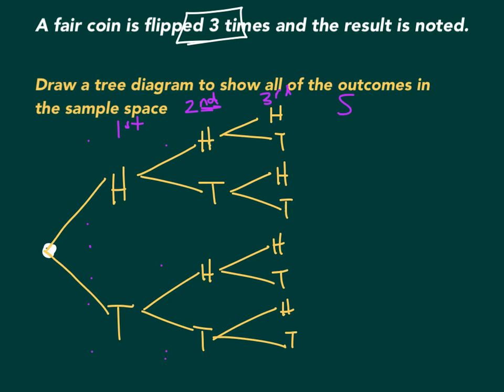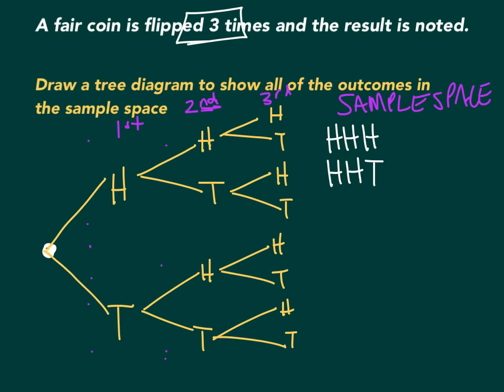So now I'm going to list out my sample space. And remember, my sample space is just the collection of all the outcomes. So follow my tree. From my first flip, I could get a head, and then a head. So there's one result. Head, head, head. Or I could have got a head, and then a tail. Okay, so just follow the tree. I could have got a head, a tail, and a head, or a head, a tail, and a tail.